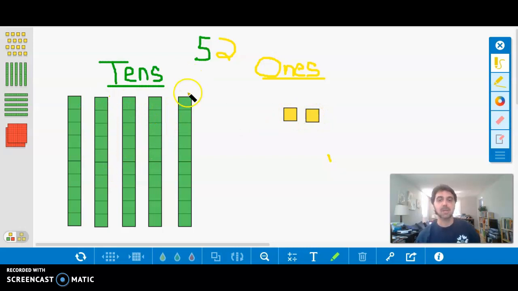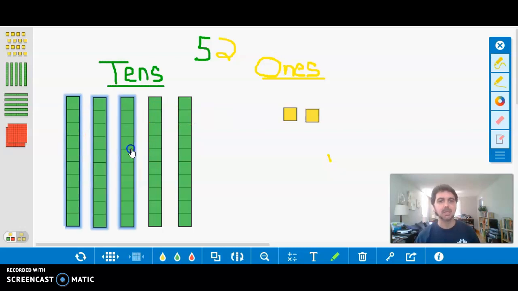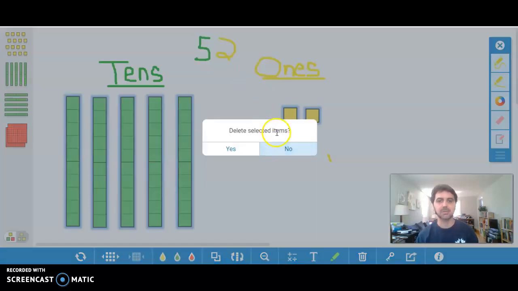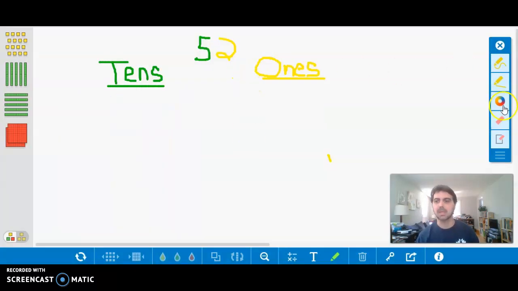Okay, so I'm going to change things up. We've been talking about frogs and butterflies. Now we're going to talk about candy, because I know a lot of you like candy. One of my favorite types of candy is Skittles. So let's talk about Skittles for a minute. I do want to delete those, and I'm going to erase this.